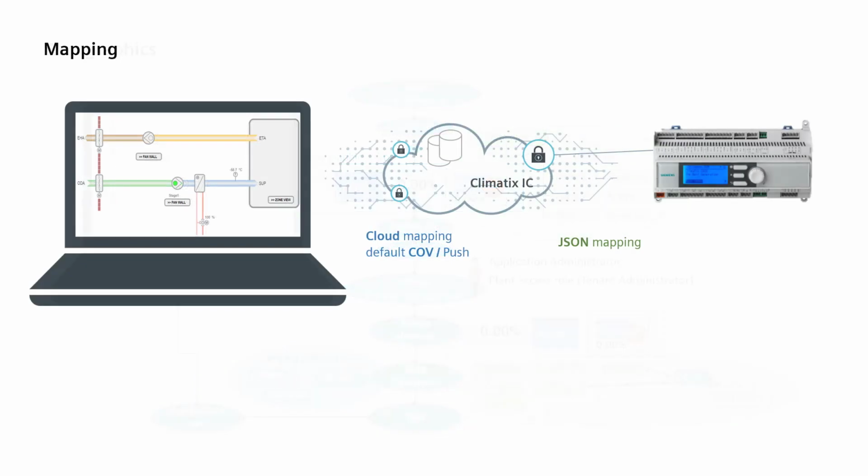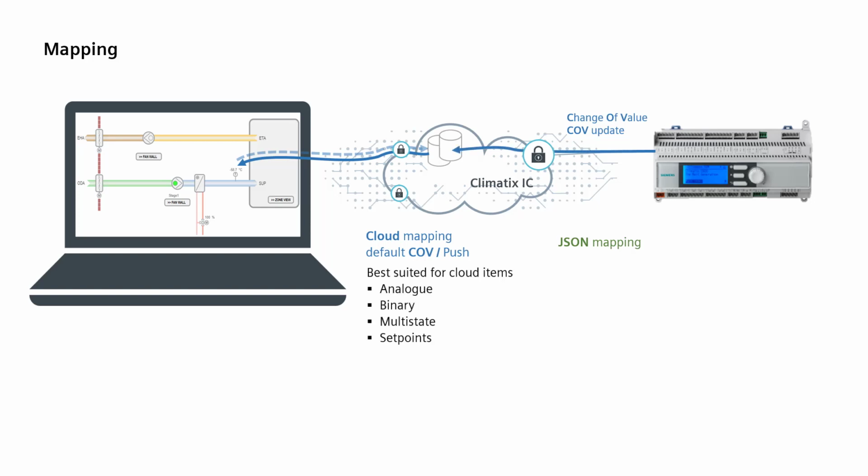Two mapping mechanisms are available to display data in a web graphic. The cloud mapping, change of value mechanism, pushes data to Climatix IC so that the last known value is always available in the cloud, even when the controller is offline. Cloud mapping requests are best suited for cloud items such as analog, binary, and multi-state inputs.